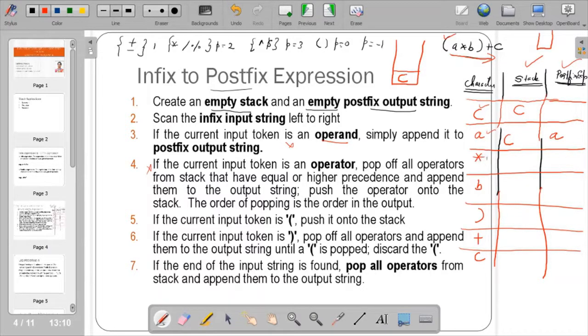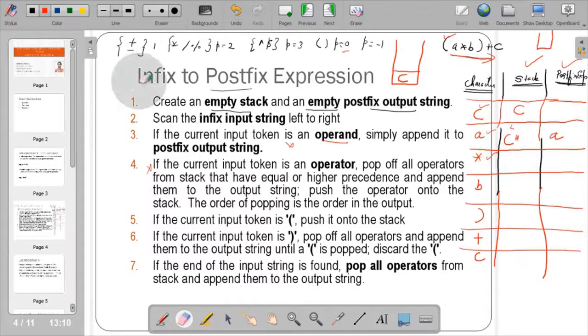Okay, now this is an operator. So if the current input token is an operator, pop off all the operators from the stack that have equal or higher precedence. So the statement is, just check whether what is there in the top of the stack is higher than this. Okay, compare it. But when you compare, bracket is less than this star. Priority you check. Priority of bracket is 0.